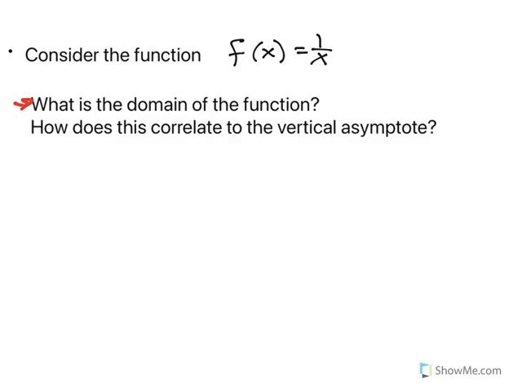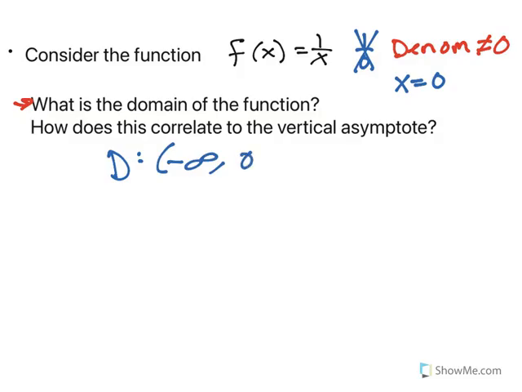Well, when we have a variable in the denominator, we know a denominator cannot equal 0. Therefore, if x is 0, the entire thing is undefined, because if x is 0, we would have 1 over 0. We can't have that. So the domain of the function is negative infinity to 0 and 0 to infinity, or everything except 0, right?